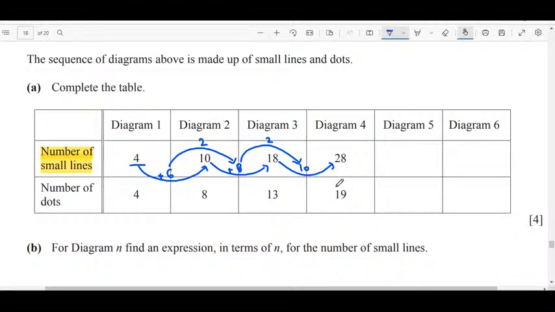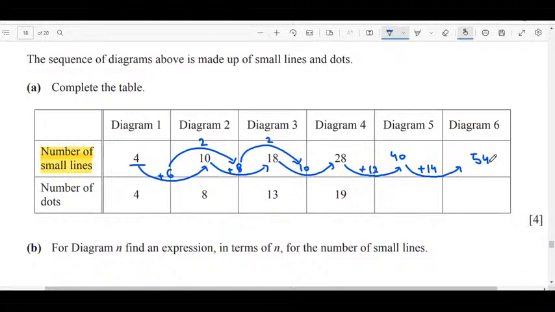Yes. Okay. So now I can see that for going from 4 to 10, I added 6. From 10 to 18, I added 8. From 18 to 28, I added 10. Now I would be adding 12. So 28 plus 12 would give me 40. And then I'll be adding 14. So that would give me 54. So that is how I am going to find the values.